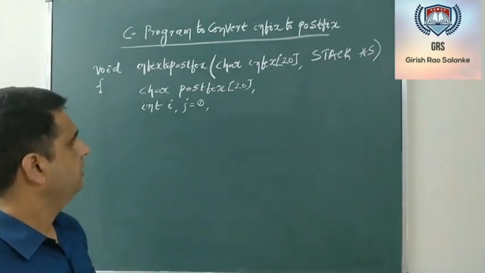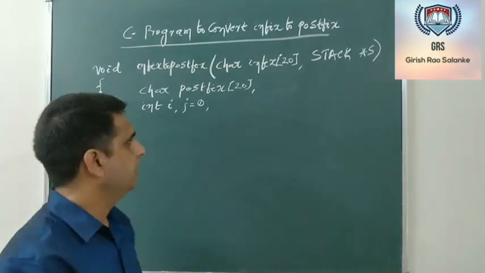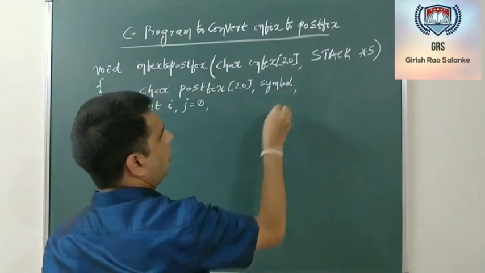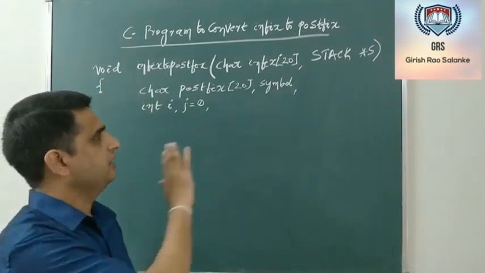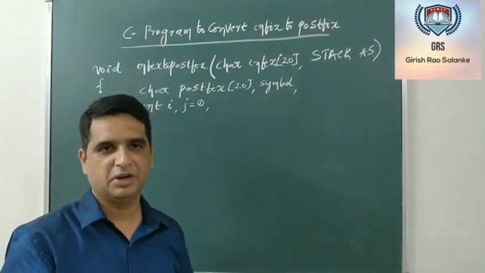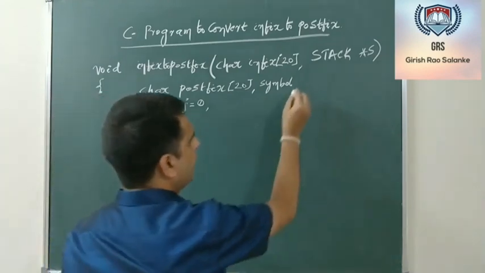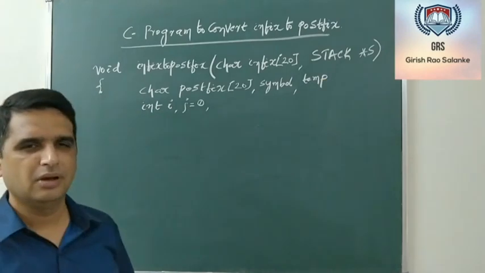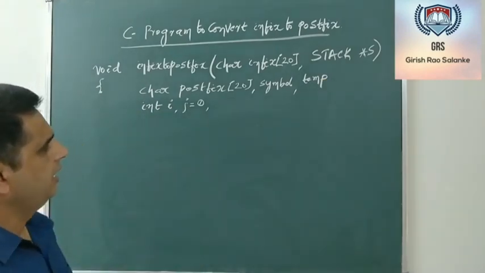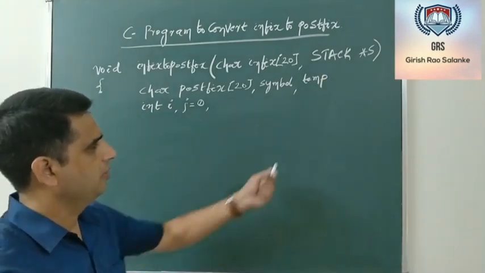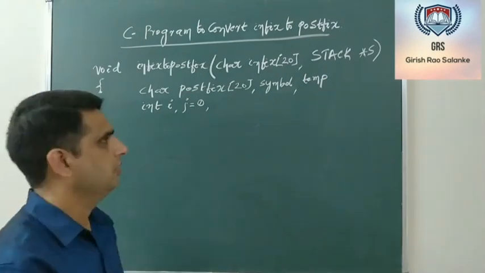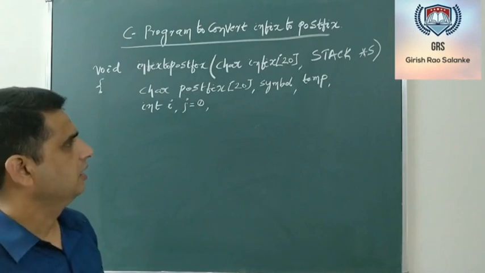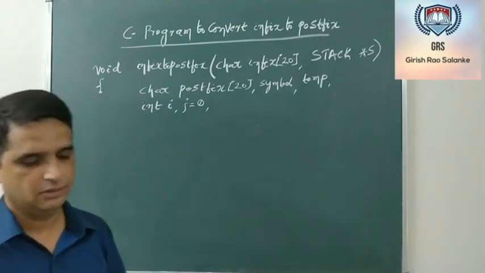Now what else do we need? We need a variable called symbol to hold all the characters that we are reading from the infix expression. We will have one more variable named temp. Maybe later, while developing the program, we'll come to know the significance of temp. Put a comma. If we use some other variables, we'll be using them at a later stage.